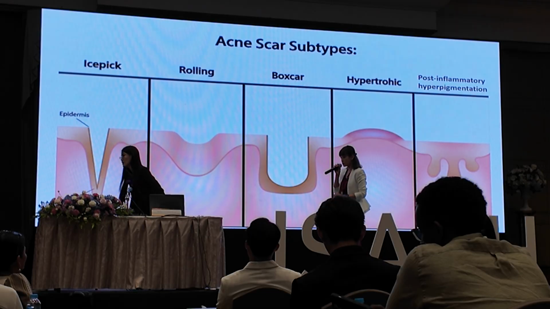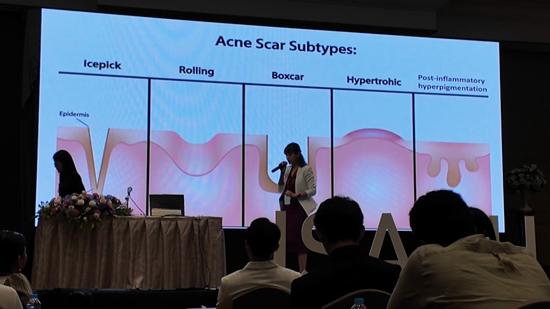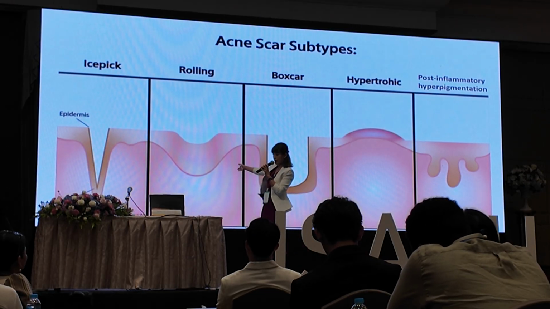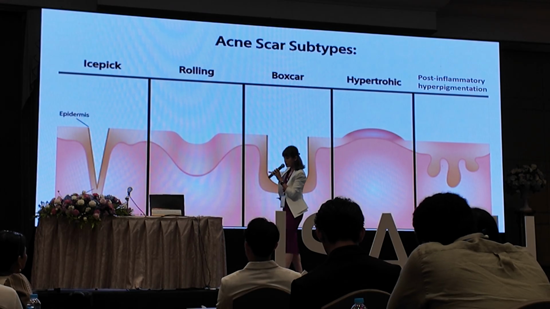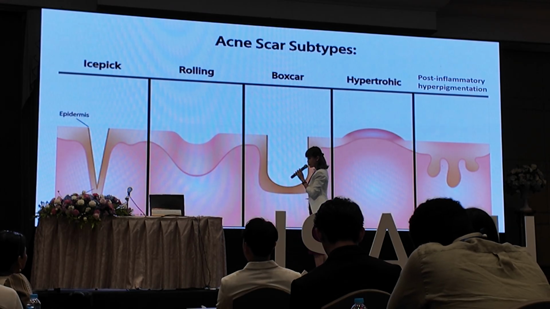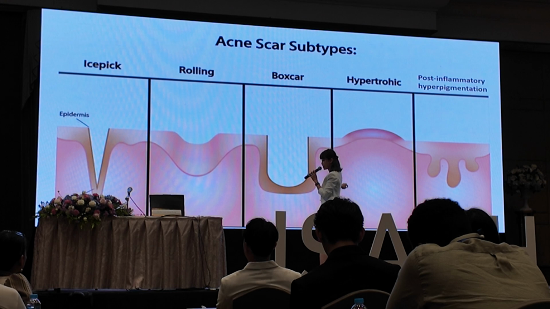So we talk about the atrophic acne scar. We have the ice pick, which is narrow and deep, and we have the more shallow rolling and boxcar scars, and we have the hypertrophic scar and pigmentation.